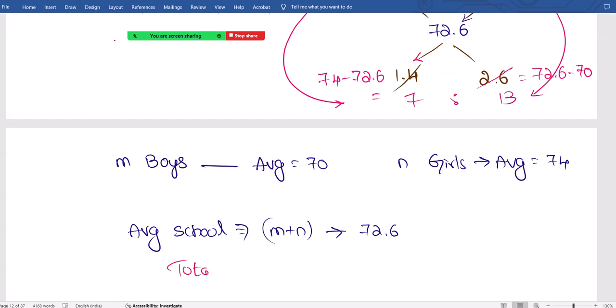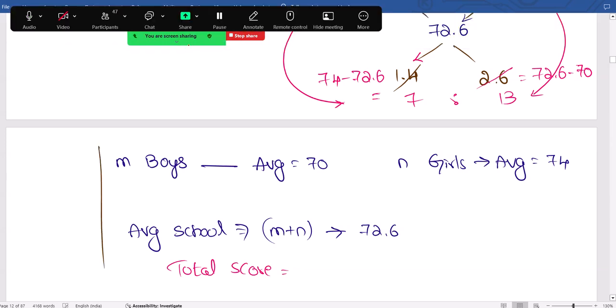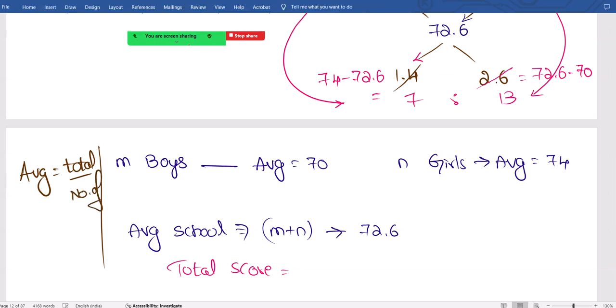Total score is nothing but boys score plus girls score. Average is the sum of terms divided by the number of terms. So total is nothing but average into number of people. I believe you people know this basic point. Average is the sum of terms or total divided by the number of terms. So from that we can write total is nothing but average into number of people.